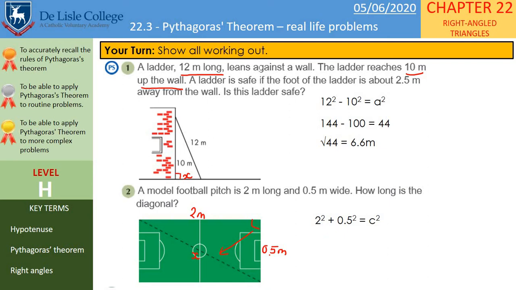So 2 squared plus 0.5 squared. So remember, 0.5 times 0.5 is just a half times a half, so half of a half is 0.25. We add them together and we get 4.25, and then if we square root that we get 2.1, so it would make sense, it sounds right, for that to be 2.1 because we know the hypotenuse should be the longer side. Remember, it's a model football pitch, not an actual one, so that's what you should have, okay?